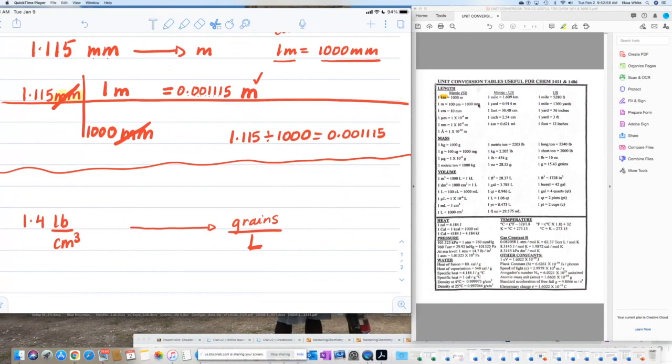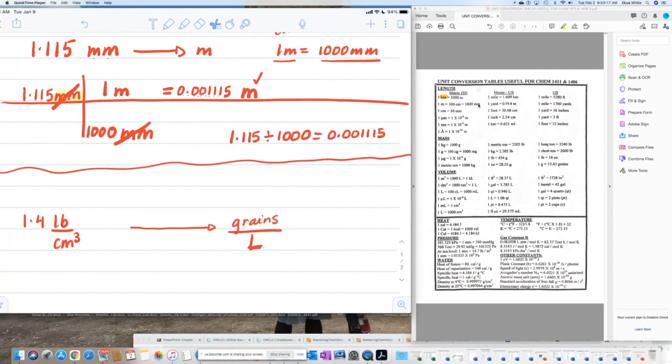Okay. So Victoria, I'm sorry, Dr. White. Yes. Should I write this answer in scientific notation? You can do it either way. So this is what Victoria was asking me about.